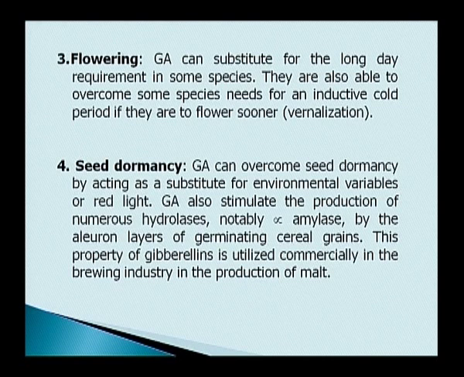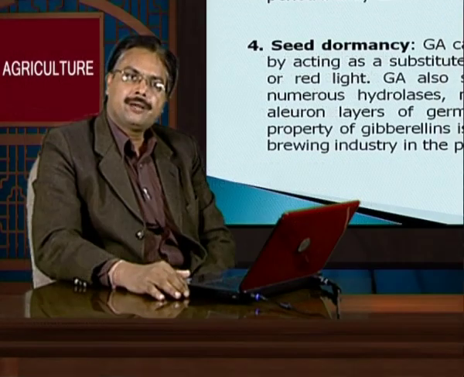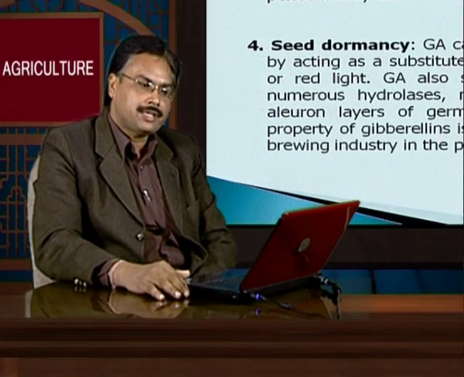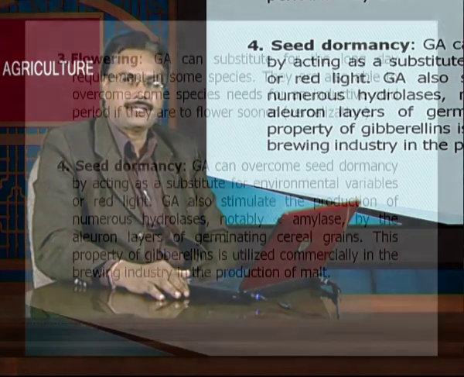Actually, vernalization is needed in some of the plants, but the application of gibberellins can mitigate the effect of the vernalization in these plants. Seed dormancy: gibberellic acid can overcome seed dormancy by acting as a substitute for environmental variables or red light. Actually, in germination, red light is needed for the seeds, but application of gibberellin can substitute for this red light.